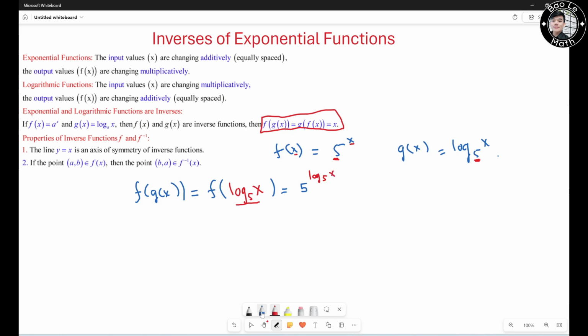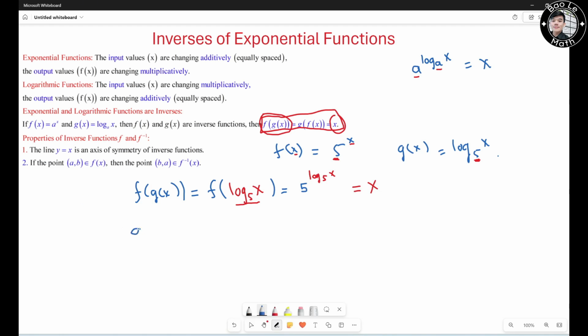Now we learned before that a to the log base a of x equals x. Keep in mind the two bases must be the same to apply this formula. So this equals x, because the 5 and 5 are the same. So I just proved the first one: f of g of x equals x. Now I need to prove the second one.